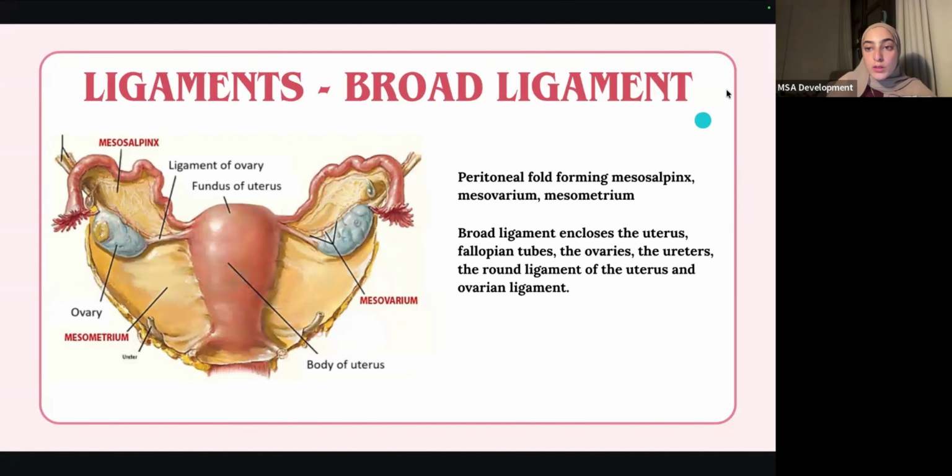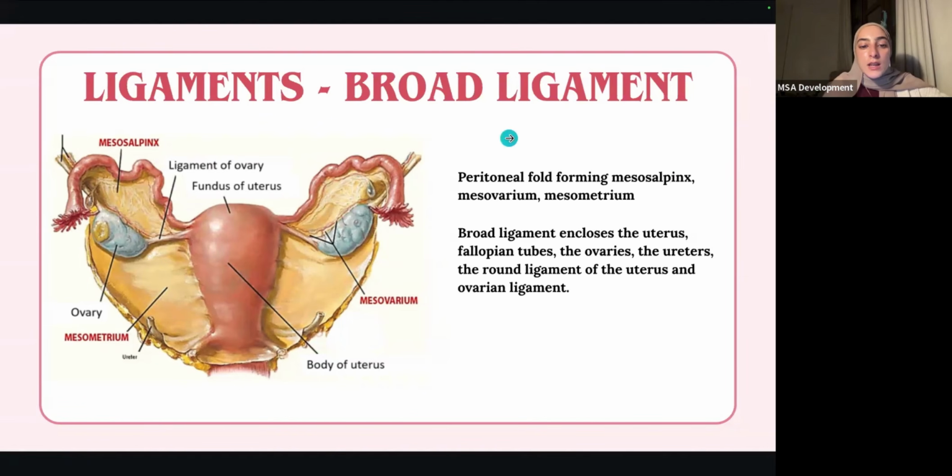The ligaments of the uterus. These ligaments are very important to hold certain structures in place. So the first ligament is the broad ligament. The broad ligament is the biggest ligament you have, and it's a fold from the peritoneum. And this specific fold forms three things: mesosalpinx, sorry, mesovarium, and mesometrium.